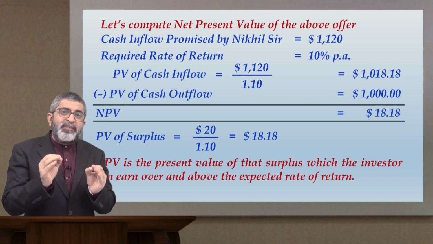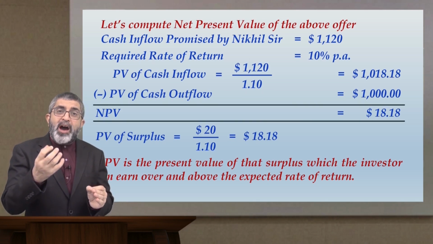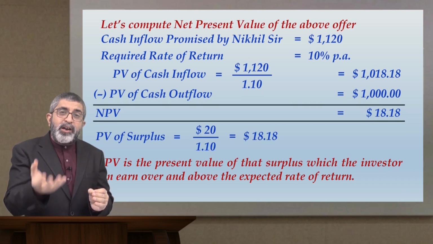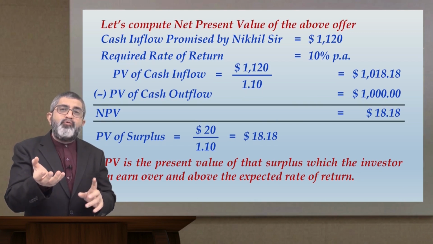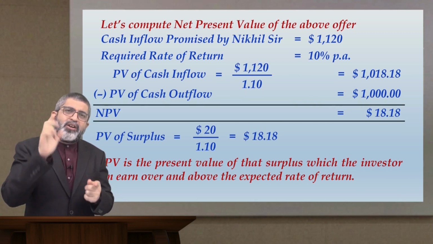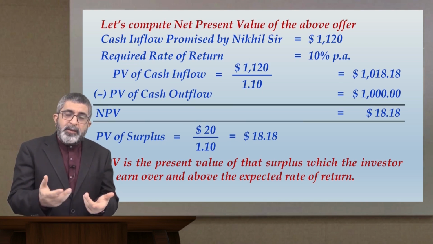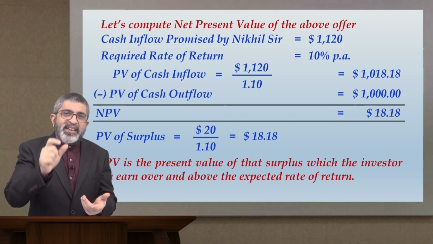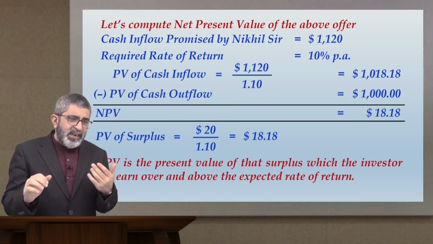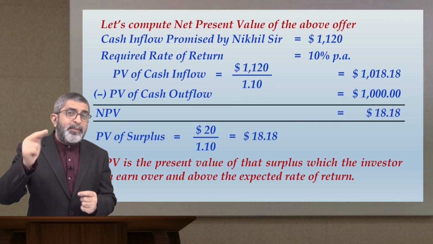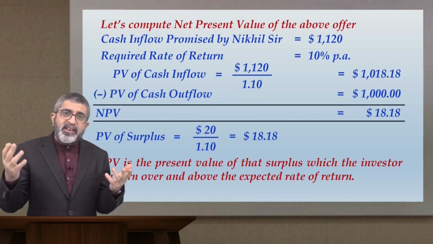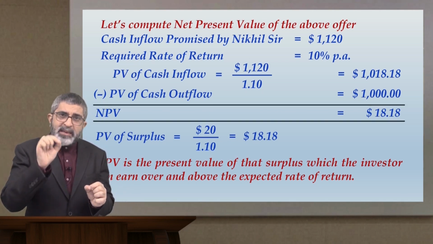So a positive NPV indicates that you are going to earn a rate of return higher than what you have considered as your required rate of return. It is giving you a better return. That is the indication of a positive NPV. The next obvious question is, can NPV be negative? Answer is yes, obviously NPV can be negative.